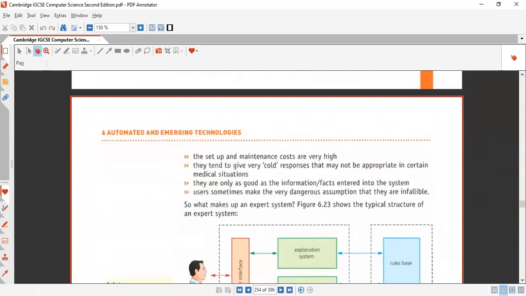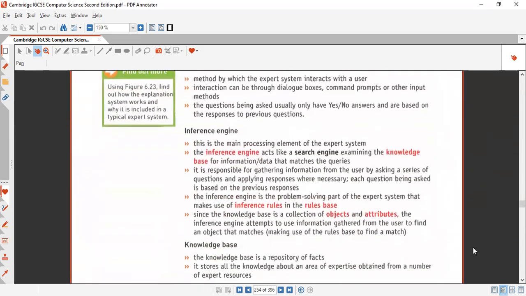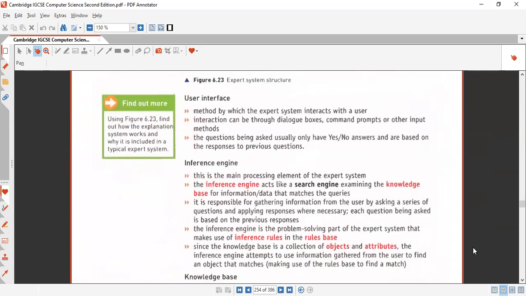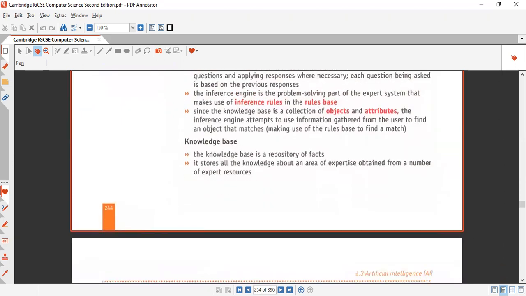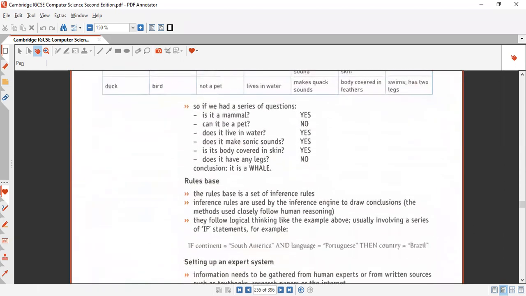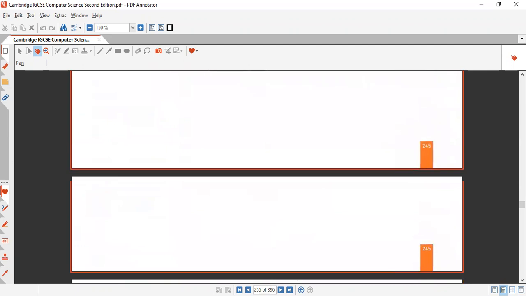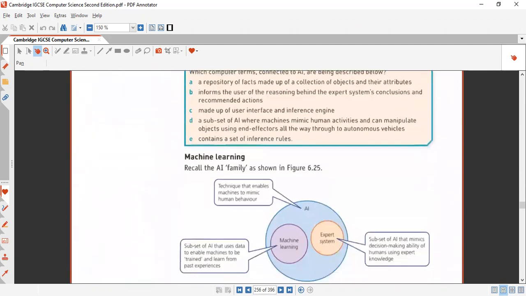And finally, we have already done with the expert system. What is the user interface? User interface is when you are discussing the hardware and the software with each other. Then it comes with the inference engine. The inference engine is basically your search engine, and the knowledge base is something that you are providing to it. So this is a small know-how of AI.